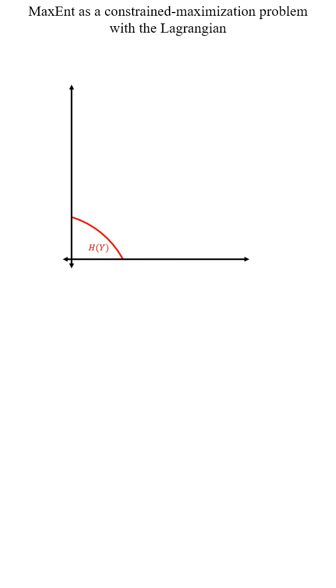Let entropy, H of y, be represented by this partial red circle, and let a single constraint be represented by this blue line, where constraints are often written as the expected value of some function of the data set equal to some constant value, here k. Note that this isn't an accurate representation of this process, but merely an intuitive representation of the process.